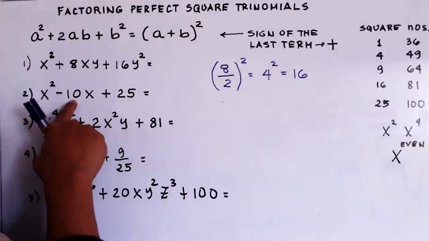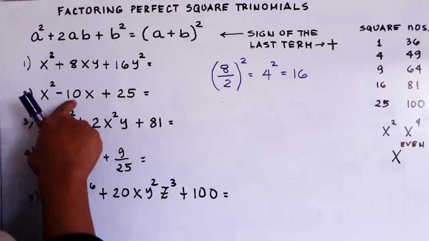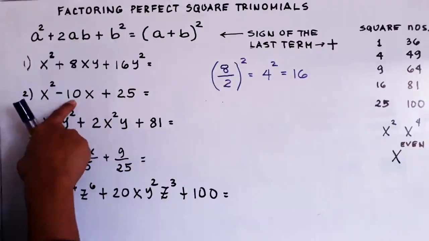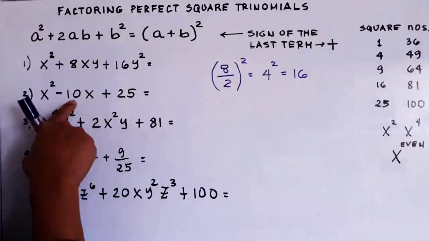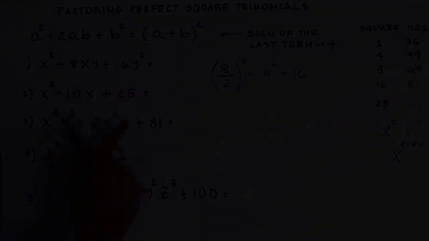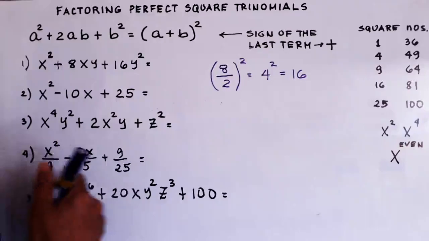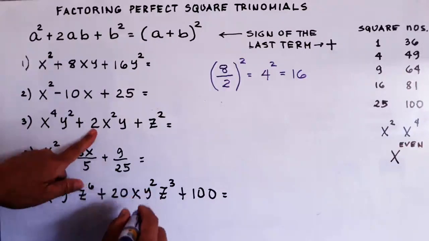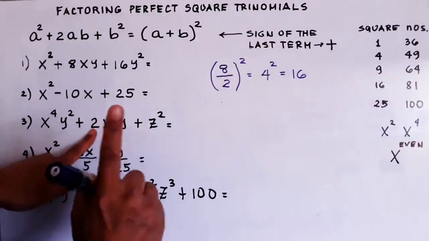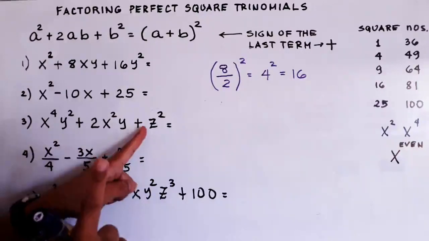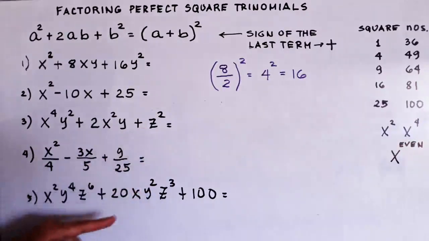Now this one, 10 divided by 2 is 5. 5 times 5 is 25. Okay, number 3, we have x to the 4th y squared plus 2x squared y plus z squared. We check this one: 2 divided by 2 is 1. 1 times 1 is 1.